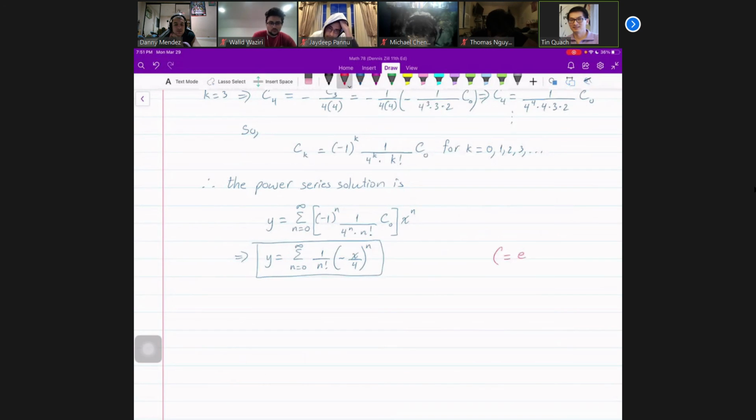You still need C sub 0, right? Or does that go away? Yeah, C sub 0 should be on the outside, because it is a constant. You can leave it on the outside. So y equals C sub 0 because it is a constant factor. And so that is indeed C sub 0 e to the negative x over 4. See right here, this is e to the negative x over 4. If you look at the Maclaurin series up there, that's what it is.